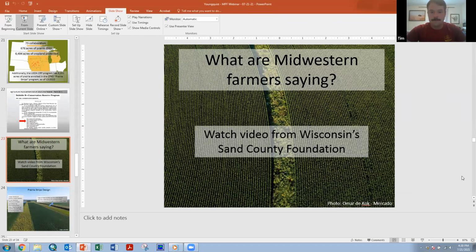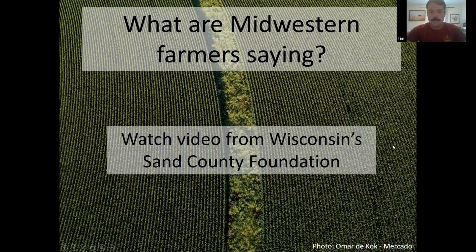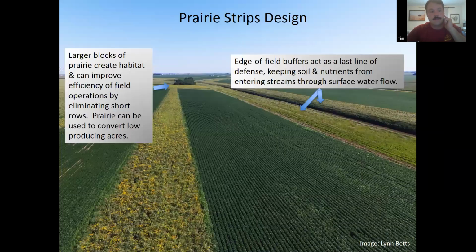All right. So yeah, just a little bit of a different taste there with just getting to see what somebody else other than me is saying about them. That was Dan Stoffel from up in Wisconsin, and the good work that the Sand County Foundation has been doing. So there's more than just the folks with Iowa State that are interested in the prairie strips and doing some of this stuff.